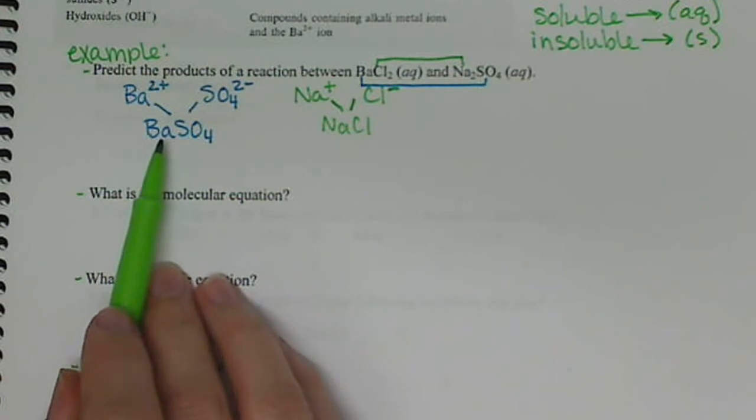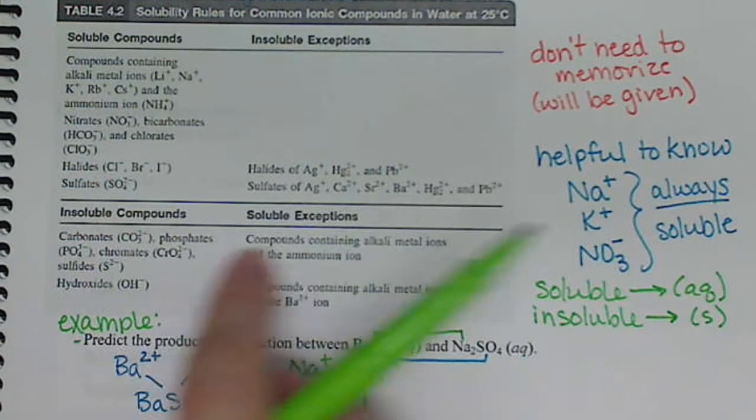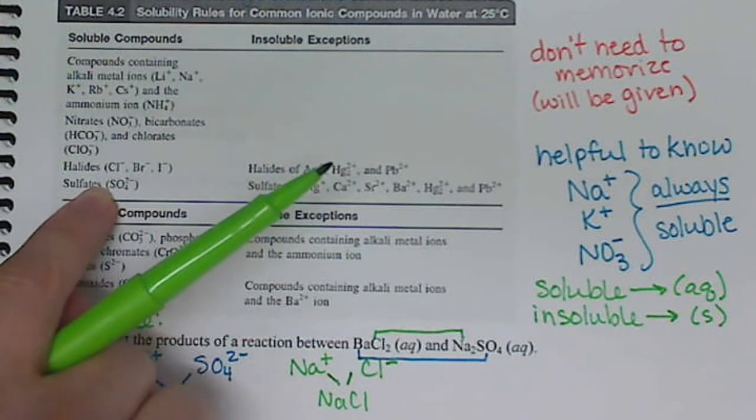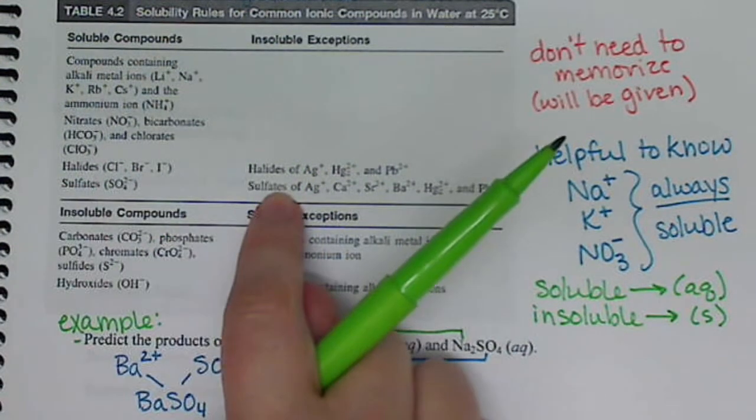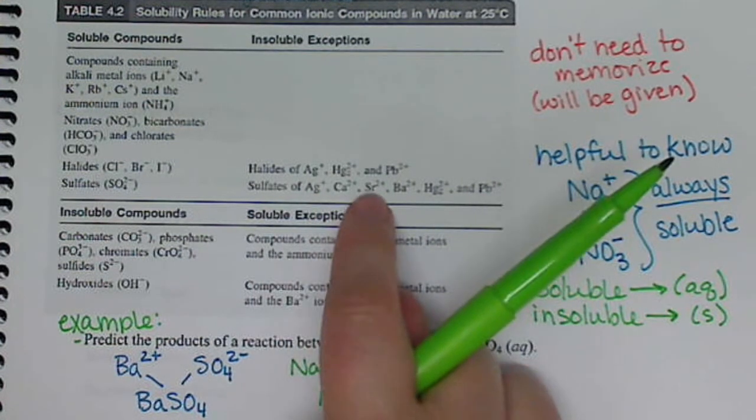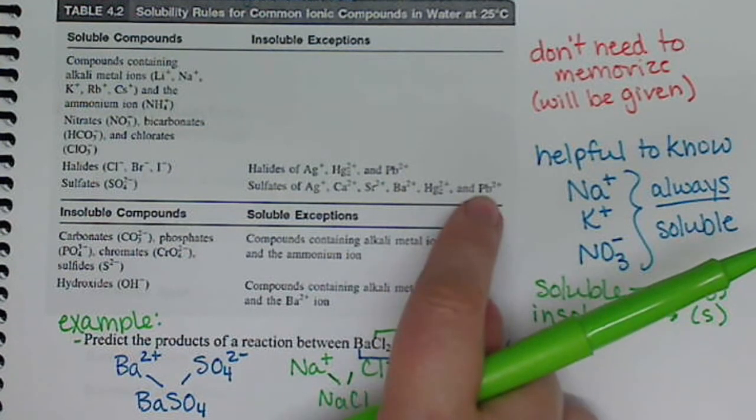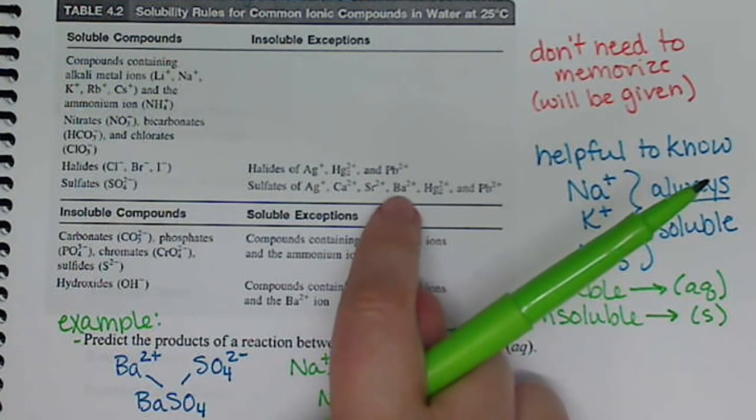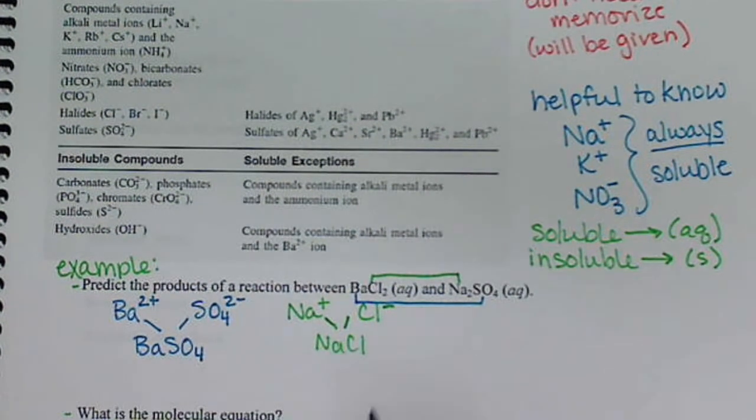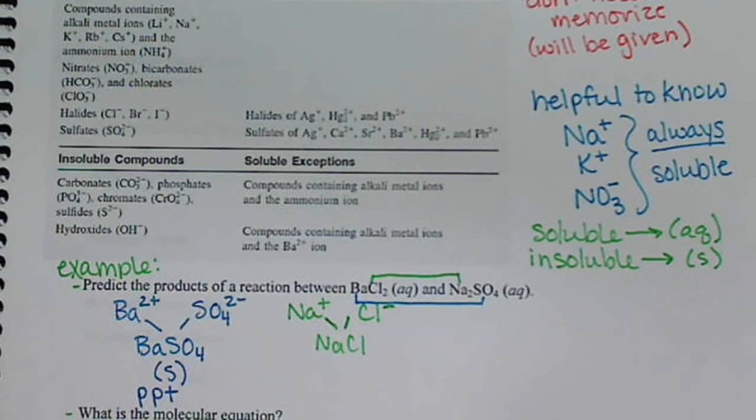So if we look at barium sulfate, generally you're going to look at just one ion at a time up here in the table. So we notice here we have sulfates, SO4, 2-. These are soluble except when they are combined with silver, calcium ion, strontium ion, barium, this is a mercury complex, or lead 2+. So we have barium over here, which means that barium sulfate is insoluble. So this is going to form a solid, or our precipitate.